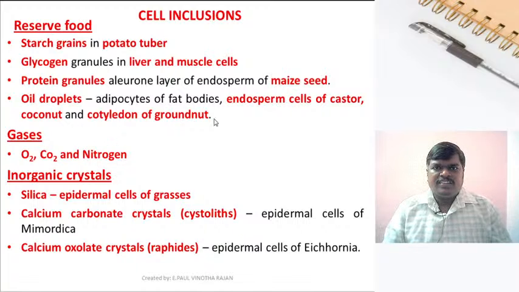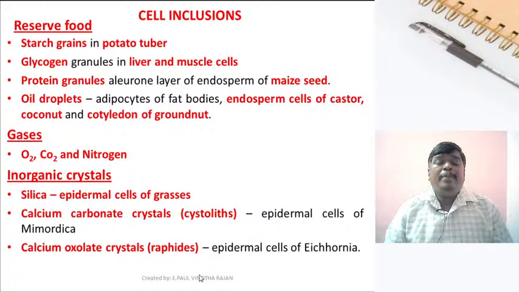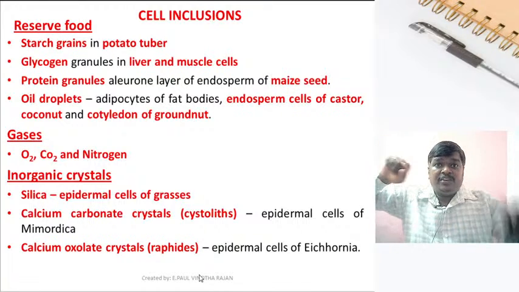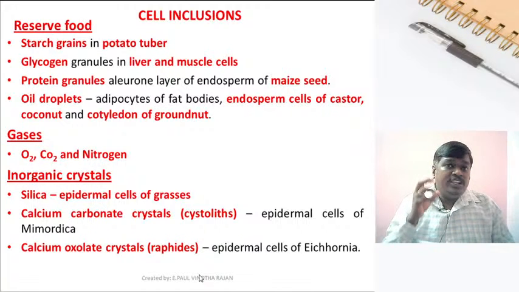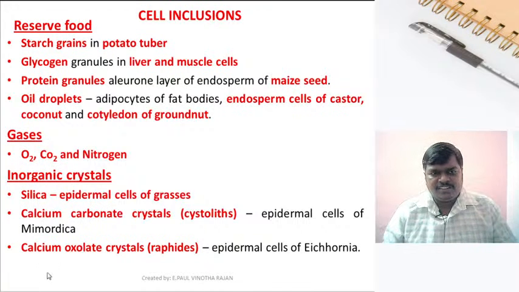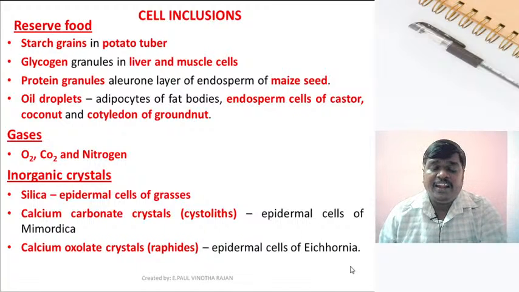Gases: the cell cytoplasm also contains oxygen, carbon dioxide, and nitrogen. Apart from that, it also contains inorganic crystals, such as silica in the epidermal cells of grasses. In the upper epidermis of the grass, you can see some cells called bulliform cells, and those cells contain silica. Silica means sand particles. There are also calcium carbonate crystals in the epidermis of Mimosa and calcium oxalate crystals in Ecornea. These are all the inorganic crystals present there.